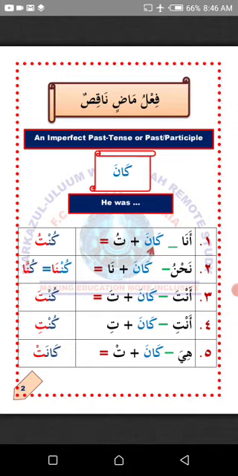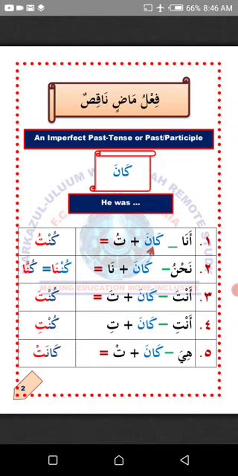But in the case of kana, if I say kana Ahmad, that means Ahmad was, and keep quiet. Does it make any sense to you? No, it doesn't. Or if I may say yakunu Ahmad, Ahmad will be what? So it doesn't make any sense. It is asking for something else to be attached to it before it can make sense. So this is why we refer to this kind of verb as naqis, imperfect.